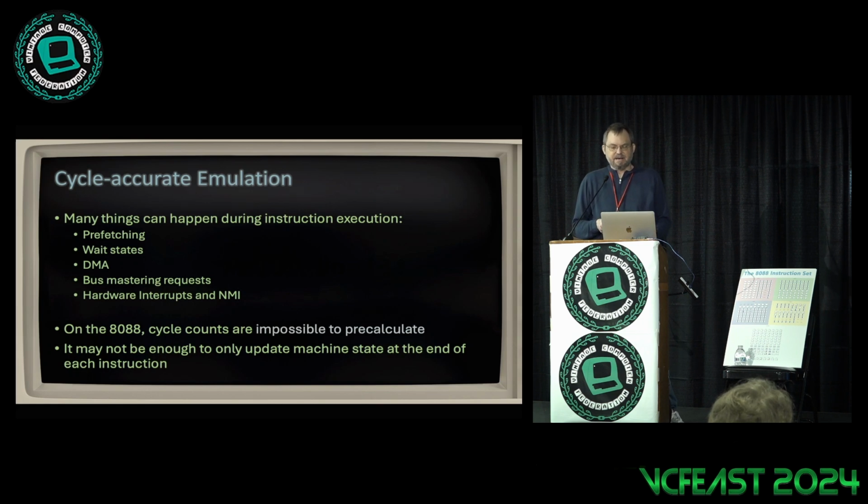There's a lot of things that can happen while an instruction is executing. Like the bus interface unit can go, oh, I want to prefetch, and you have to account for that. You could run into wait states. Some devices like the CGA card don't even have static wait states. It depends on when you access them. You could have DMA at any time. And on the IBM PC, DMA is going on all the time for DRAM refresh. You could have bus mastering. If you're emulating an FPU, if you're that sadistic, you could have a request come in.